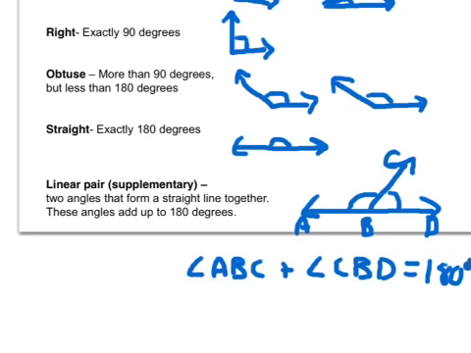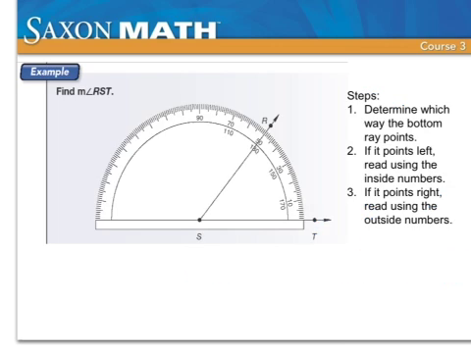Speaking of measuring angles, let's talk about how to measure some angles. Okay, the last thing we need to know is how to measure an angle. Okay, so the steps over here. The first thing you need to do is determine which way the bottom ray points. So the bottom ray here points to the right. Okay, that's the first thing we need to know. Now step 2 says if it points to the left, you read the angle using the inside numbers. So if it pointed this way, then we would read the angles using these inside numbers.